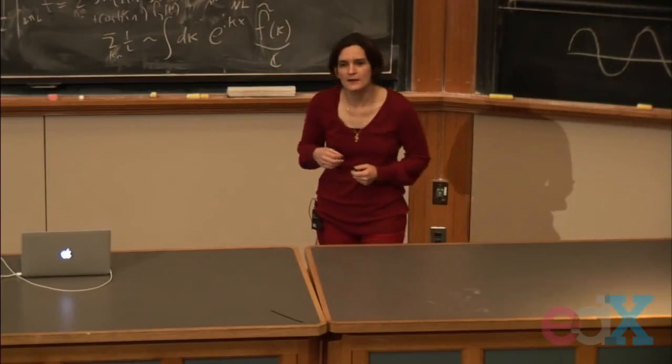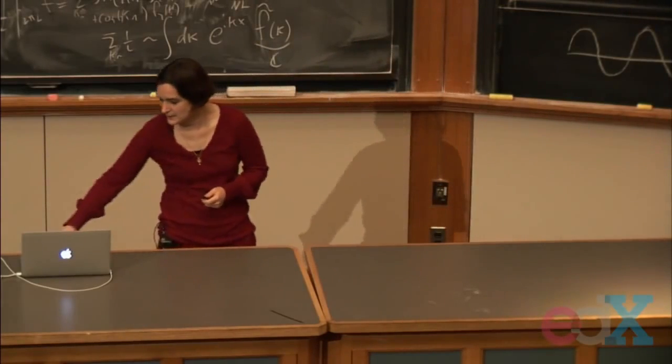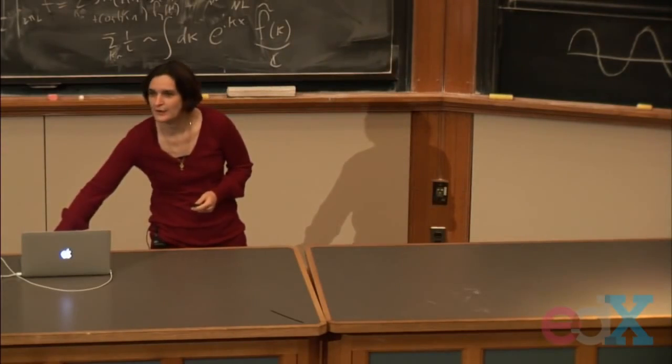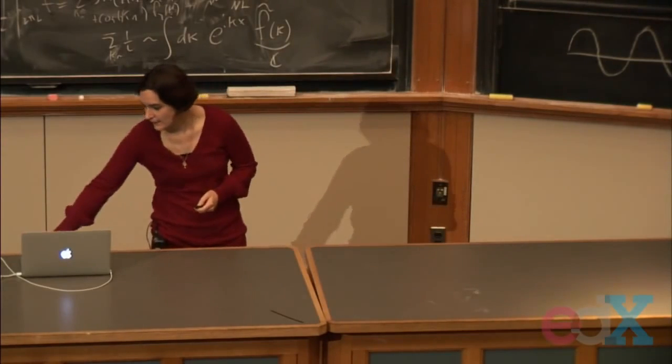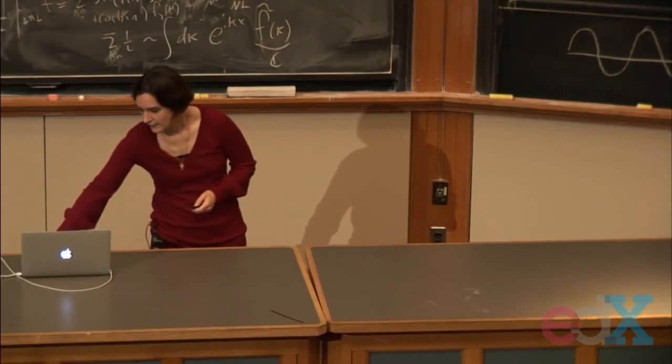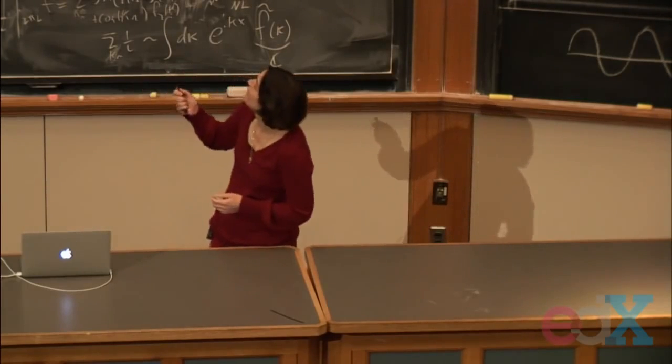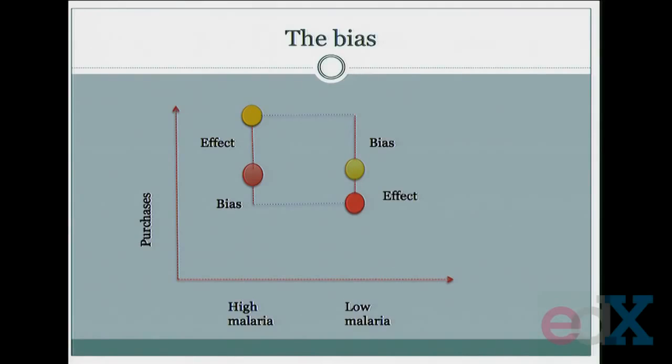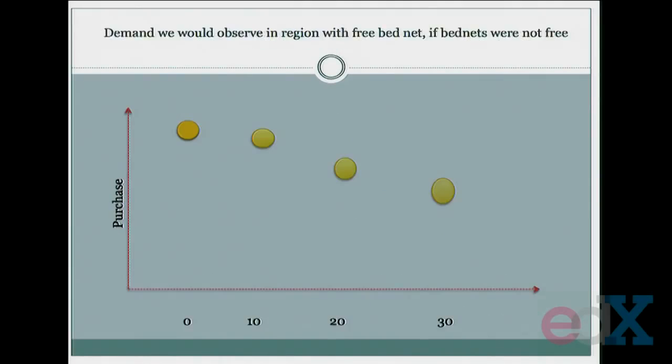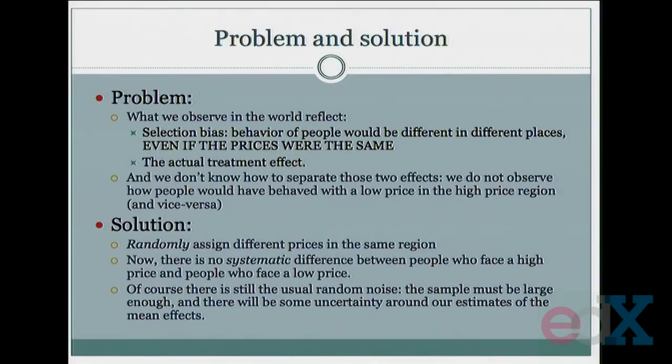So most evaluation of social policy is trying to estimate the effect of policies by doing this kind of comparison, this point to this point. And that creates this bias situation. In fact, you can try and make more progress on this question by creating experiments where you fix the region or you fix the environment and you randomly assign the prices.